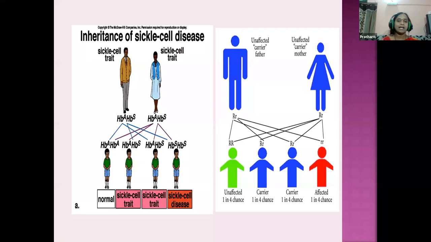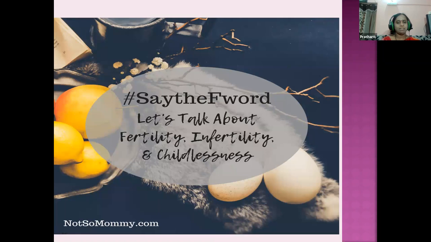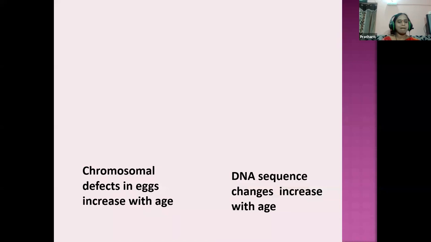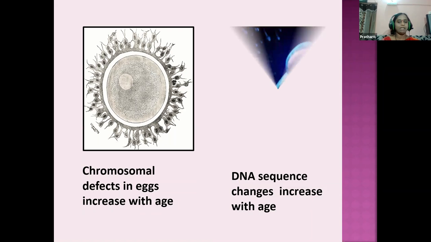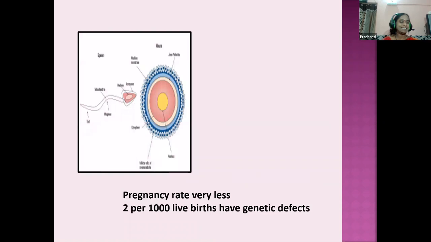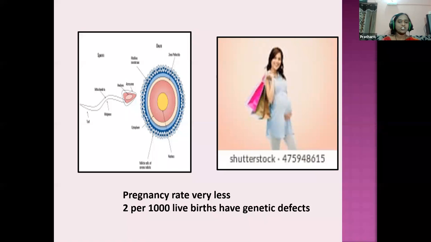And next, many people suffer from infertility and childlessness. When people get married at a late age, they will have chromosome defects in the female egg, and also in the sperm, DNA sequence changes will take place at late ages. So the conception rate will be lessened. And even though they conceive, they may have children with genetic defects. So this is all about genetic load, children.